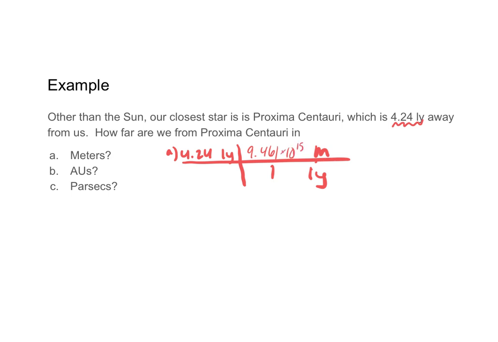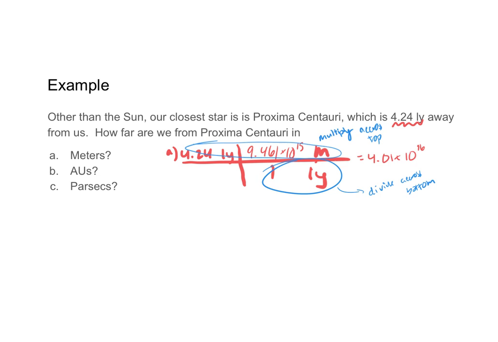And when I stick that in my calculator, I get that Proxima Centauri is 4.01 times 10 to the 16th meters. And what I did was I multiplied 4.24 times 9.461 times 10 to the 15th, and then I divided by 1. So I multiplied across the top, and I divided across the bottom. So moving on, let's go ahead and take a look at B.